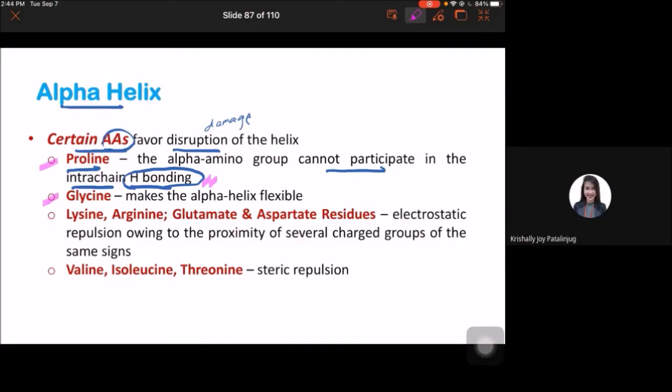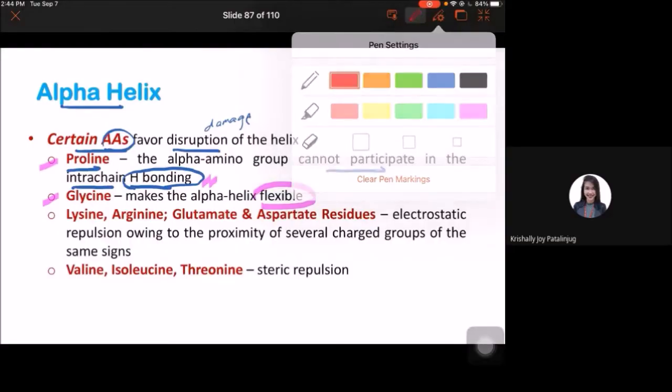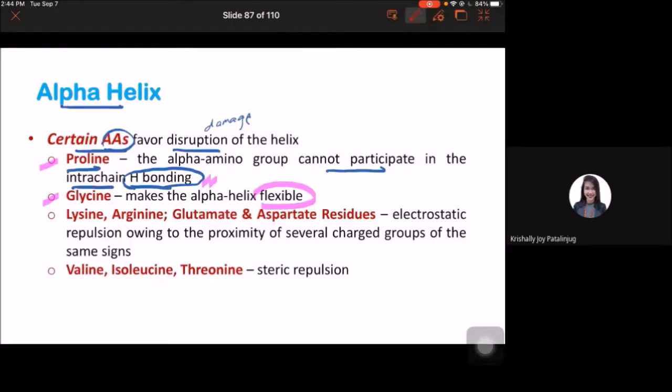Next, we have the glycine. It is also not favorable to be present as part of alpha helical structure because it makes the alpha helix flexible. And supposedly, ang isang alpha helix ay rigid. Okay? Next, we have lysine, arginine. Question, basic or acidic amino acid? Lysine and arginine. Tama, it is basic amino acid.